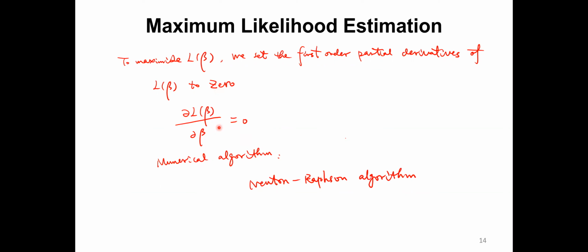This will give you the maximum, because this is a maximum likelihood function. Whenever you set the derivatives to zero, then you will be able to reach the maximum.